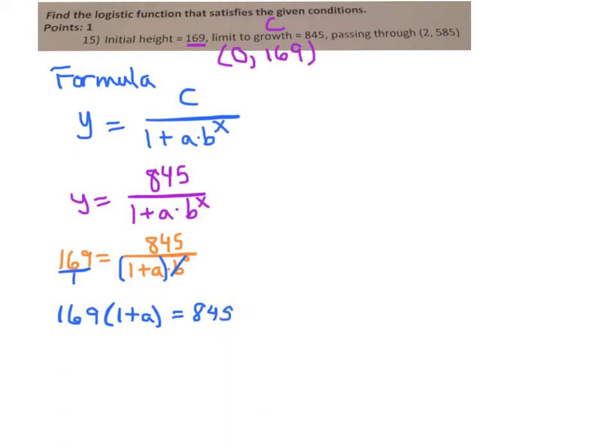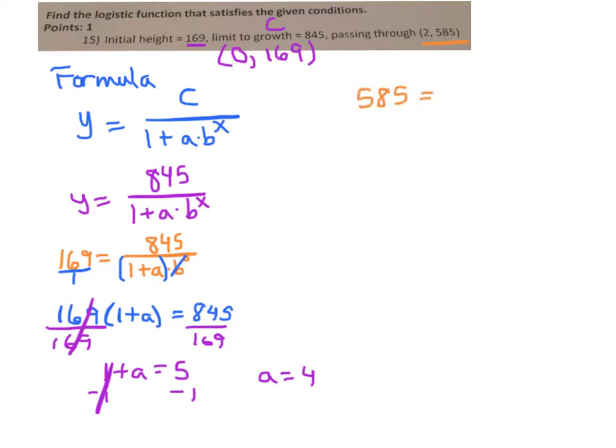And then we could distribute, or we could just divide by 169 right now and get 1 plus a equals, we need to do 845 divided by 169. You get 5. So you subtract 1 and you get a equals 4. So now we know c and a, we just need to figure out b. So we're going to plug in the other point, the 2, 585.